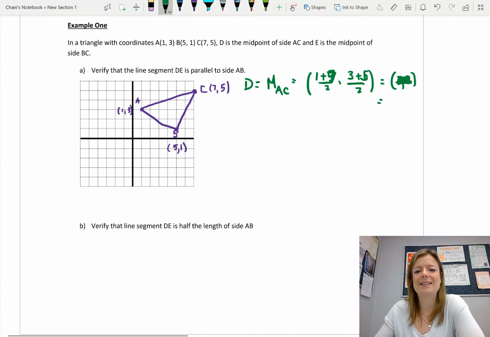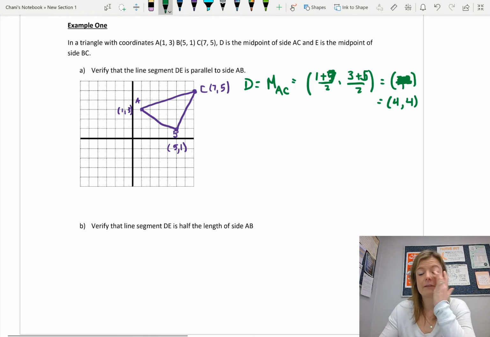So you see what I mean, guys? I did that on purpose. You might not believe me. Because I made a mistake, I was just using the wrong thing, but now because I did it visually, I saw that I made a mistake. So 1, 2, 3, 4. 1, 2, 3, 4. That looks right. There is our midpoint D.